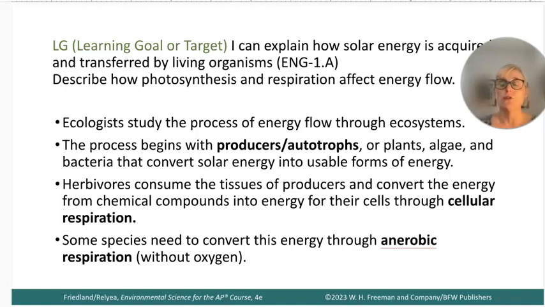First, our producers, sometimes called autotrophs, like plants, algae, phytoplankton, and sometimes bacteria. Some kinds of bacteria can do photosynthesis, and they take the sun's energy and turn it into something that's usable by ecosystems, plants, animals, fungi, bacteria, etc. Then herbivores eat the plants and convert the chemical energy into ATP through cellular respiration. Some do it without oxygen, but most do it with oxygen.